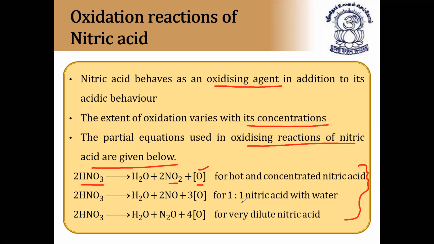When you take a neutral medium with water, that is 1:1 nitric acid with water, it forms nitrogen oxide. And this is called laughing gas, nitrous oxide, when very dilute nitric acid is used. So it is releasing one nascent oxygen, three nascent oxygens, and four nascent oxygens. This is useful in writing the reactions of nitric acid. These products also they'll ask in the examination.